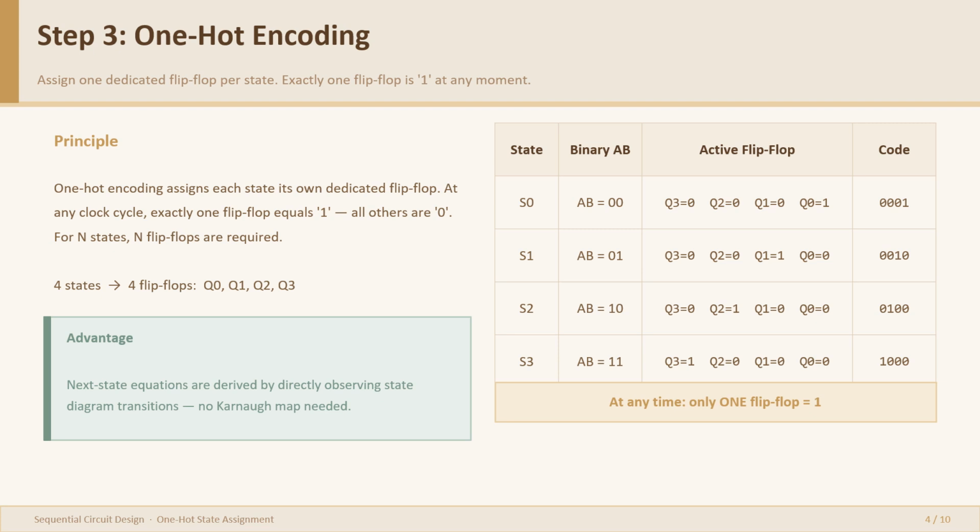Code 1000. Now you might be wondering, we have 4 states and binary encoding only needs 2 flip-flops. Why are we using 4? The answer is that one-hot trades more flip-flops for much simpler equations. The payoff arrives in the very next step.